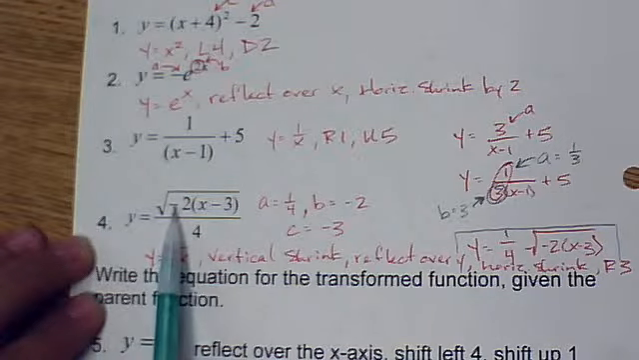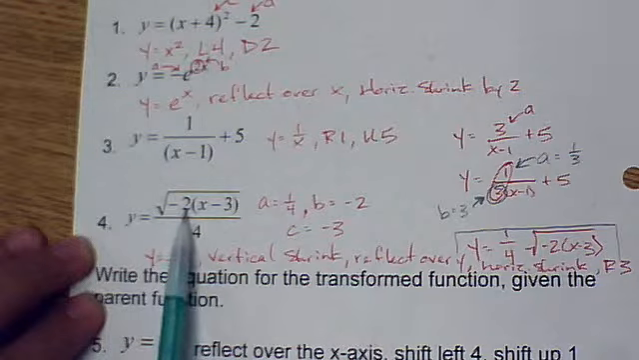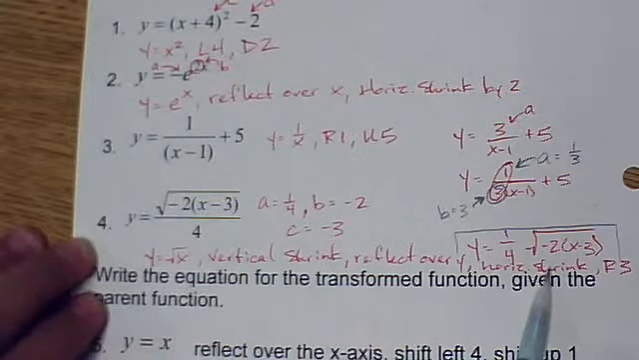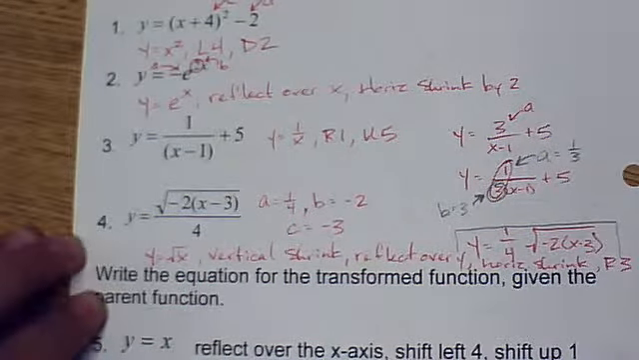The negative on the inside shows a reflection over the y. The 2 on the inside shows a horizontal shrink by a factor of 2. And then the -3 on the inside shows a right 3.